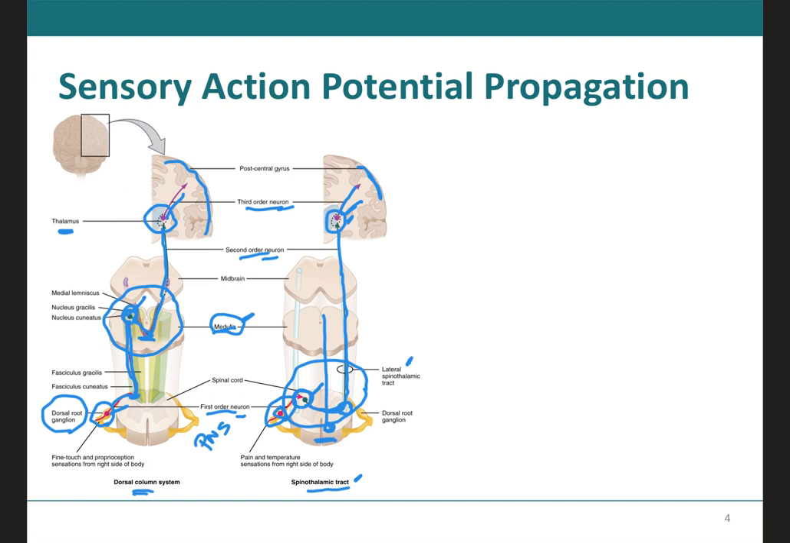And lastly, I can't forget to tell you guys that the second order neuron will always synapse with the third order neuron at the thalamus. So for all types of tracts that we're talking about, they will synapse at the thalamus. Now the spinocerebellar tract is one that only has two neurons. It does not have three neurons. So it's just first order neuron and second order neuron, and they don't go to the thalamus. They go directly to the cerebellum. That's why it's called spinocerebellar tract.